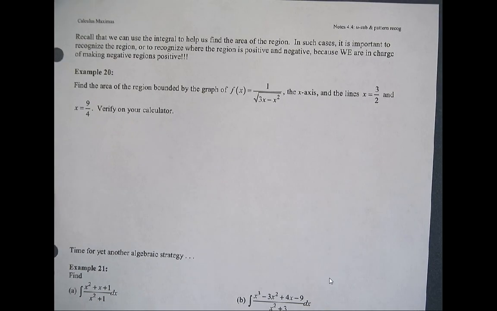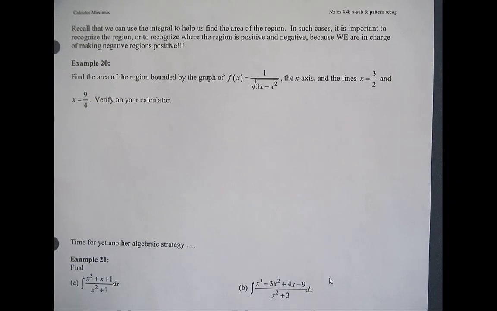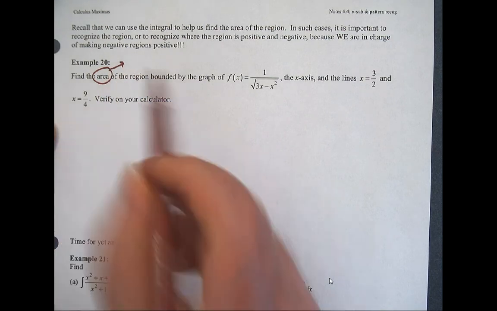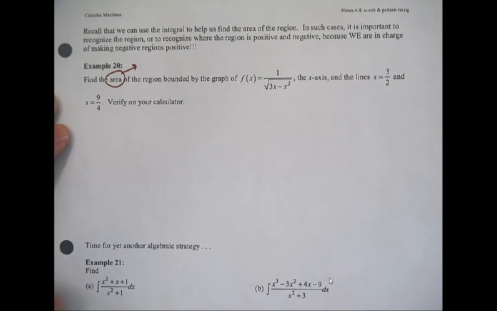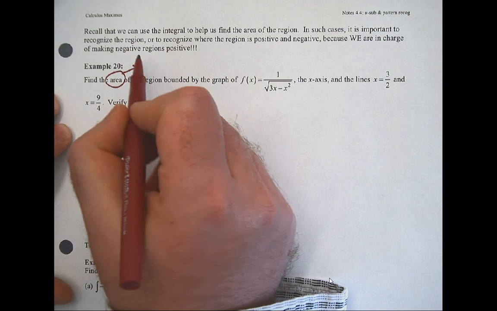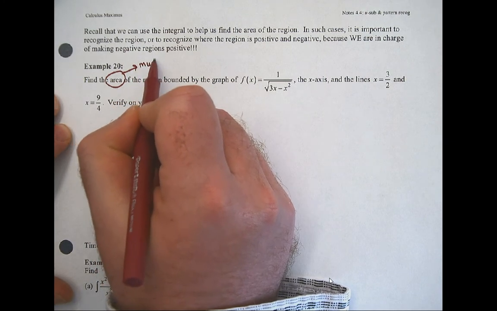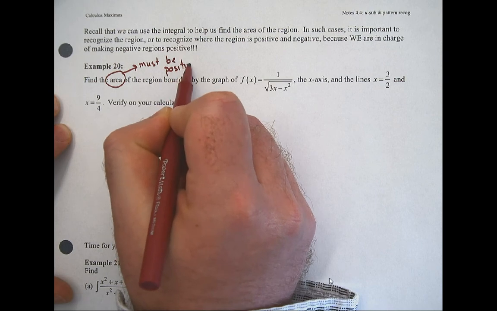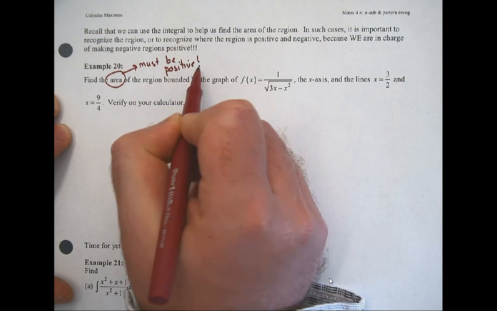So we're at example 20 here. We are going to try to find the area of a region bounded by the graph, the x-axis, and two vertical lines. Let's remind ourselves, what do we know about area? Area must always be what kind of value? Positive. Area must always be positive.